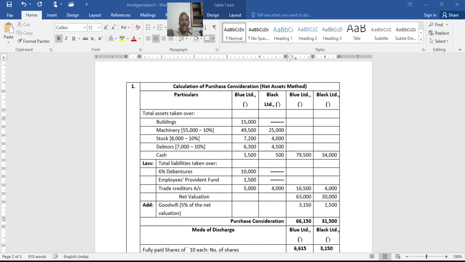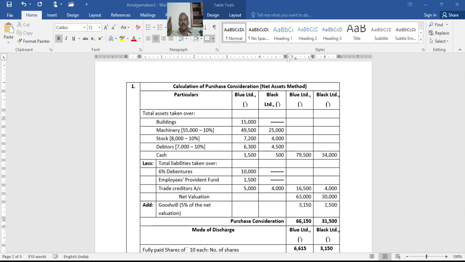After this, you have to add 5% of net valuation towards goodwill. 5% of 63,000 will be 3,150. So total purchase consideration payable by Blue Black Limited to Blue Limited will be 66,150. Similarly, in case of Black Limited, you see that information is given only in case of Blue Limited.